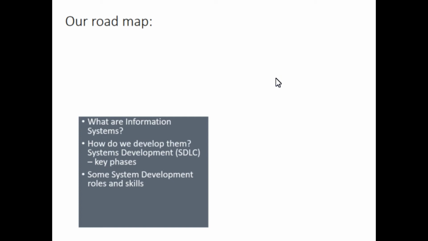All right, so let's see our roadmap and what we have achieved so far. We have achieved the basics of system development. Starting from what an information system is, and then we talked about how we can develop a system, or an information system for that matter, and then the key phases involved in system development, or the system development life cycle. And after that, we discussed the roles and skills involved in system development.